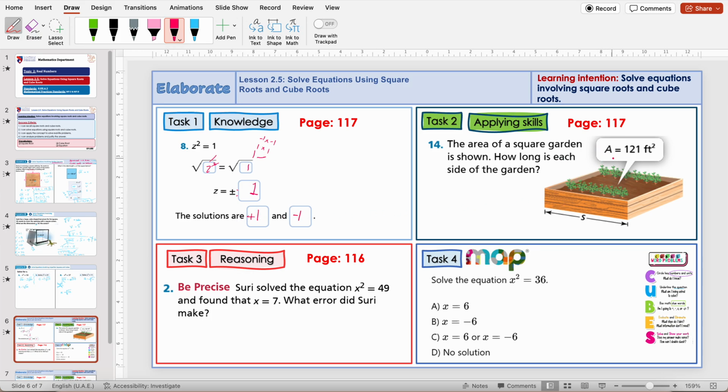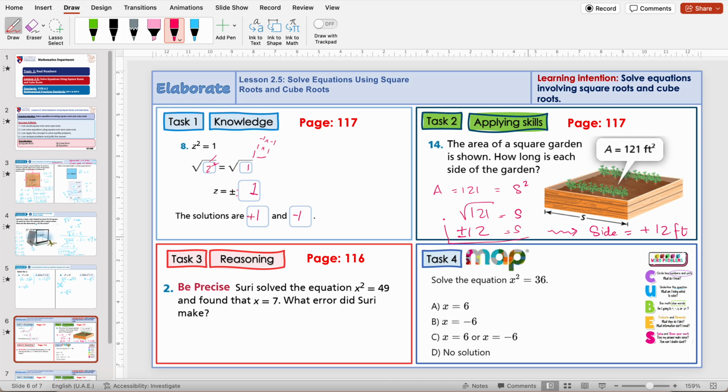Here they gave you the area is 121. So if the area equals 121, and we know it's equal to the side squared, how can I find the side? We need to use the square root of 121 because it's an area. So what times itself is 121? It equals 12, positive or negative. But since it's in feet, I can only say that the side equals positive 12 feet. So I'm not going to select the negative answer.